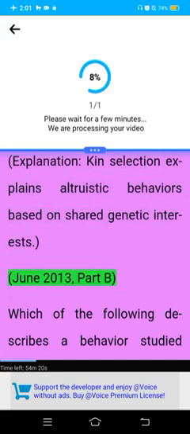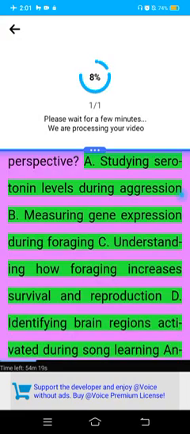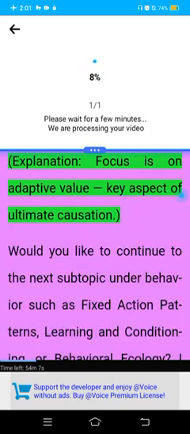June 2013, Part B. Which of the following describes a behavior study from an ultimate causation perspective? A. A study of serotonin levels during aggression. B. Measuring gene expression during foraging. C. Understanding how foraging increases survival and reproduction. D. Identifying brain regions activated during song learning. Answer C. Explanation: Focuses on adaptive value, a key aspect of ultimate causation.